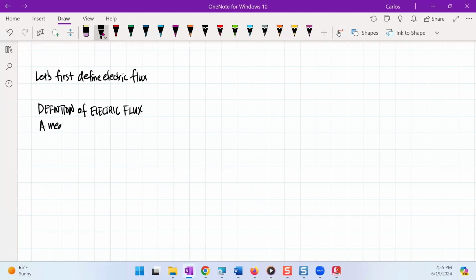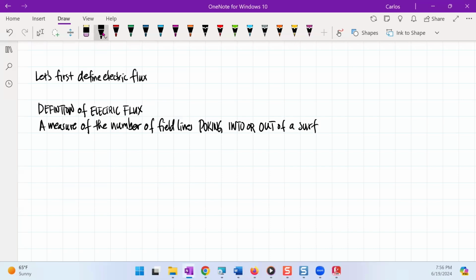A measure of the number of field lines poking into or out of a surface is the electric flux.